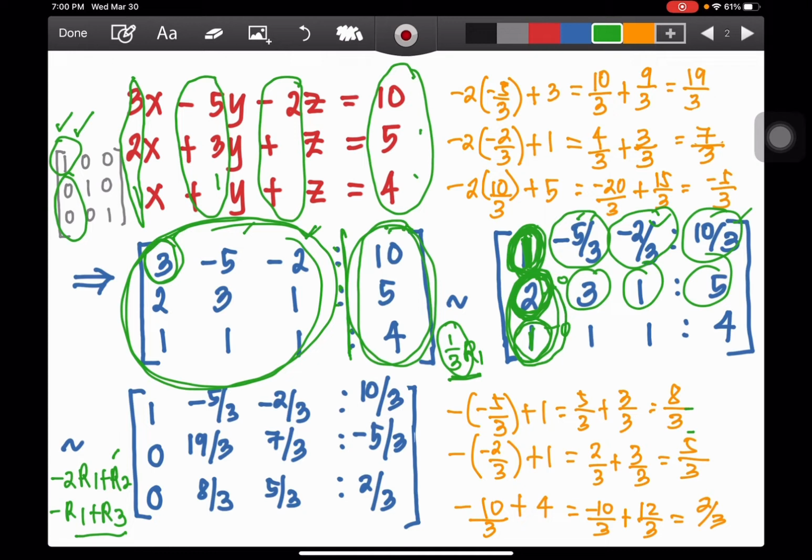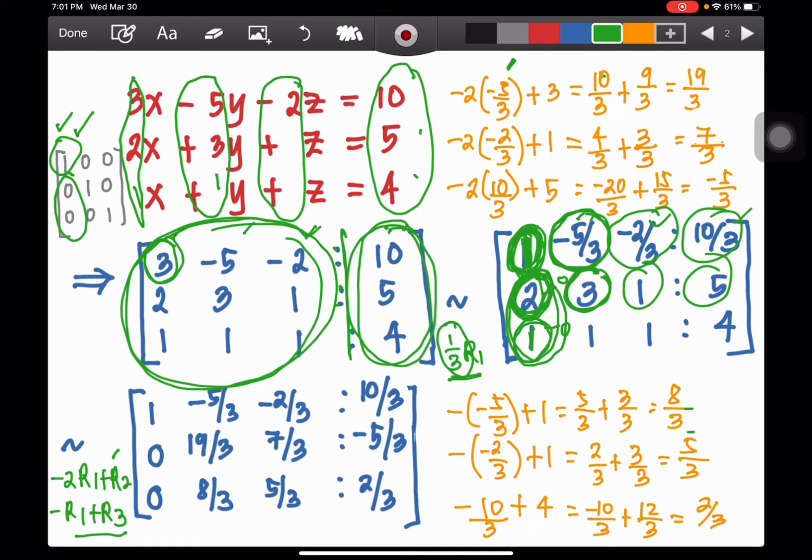Now, we have here negative 2 times negative 5/3, then plus 3. Okay? So negative 2 of negative 5/3 plus 3. This is what we are doing. So negative 2 times negative 5/3 plus 3 is negative 10 over 3 plus, this becomes 9 over 3. I hope you know that.